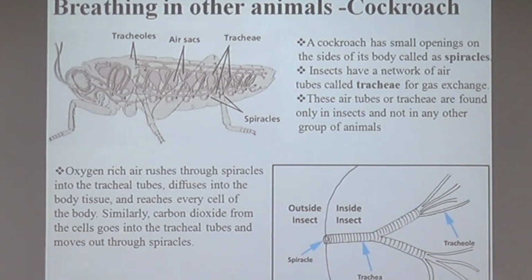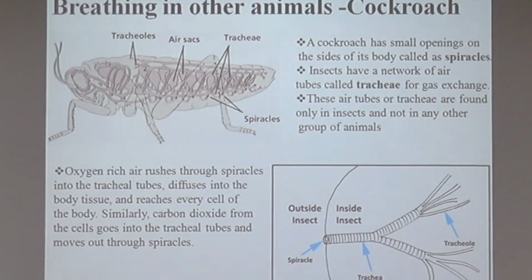These air tubes or tracheae are found only in insects and not in other groups of animals. Oxygen-rich air rushes through spiracles into the tracheal tubes, diffuses into the body and reaches every cell of the body. Similarly, carbon dioxide from the cell goes into the tracheal tube and moves out through the spiracles.